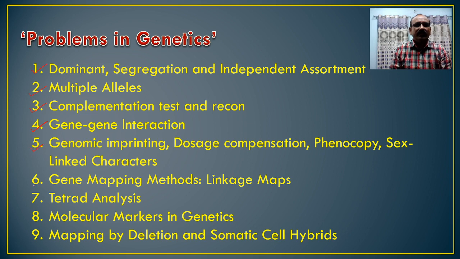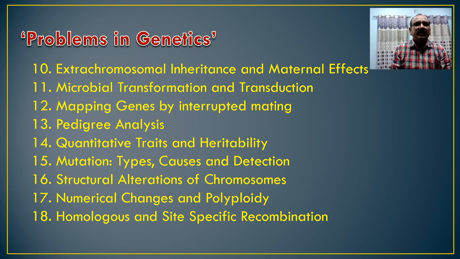Then the sixth one is gene mapping methods, linkage maps. Then the seventh one, tetrad analysis. Then molecular markers in genetics. Then mapping by deletion and somatic hybridization. The 10th one is extra chromosomal inheritance and maternal effect. Then microbial transformation and transduction. Then mapping genes by interrupted matings. Then pedigree analysis. Then quantitative traits and heritability.